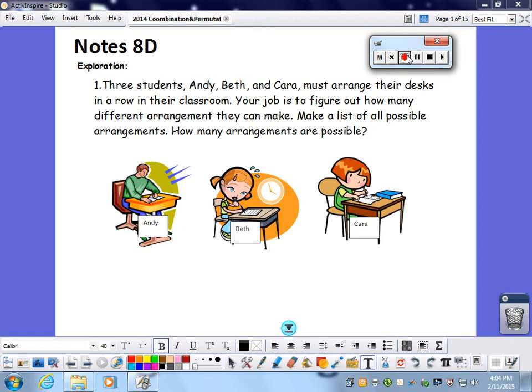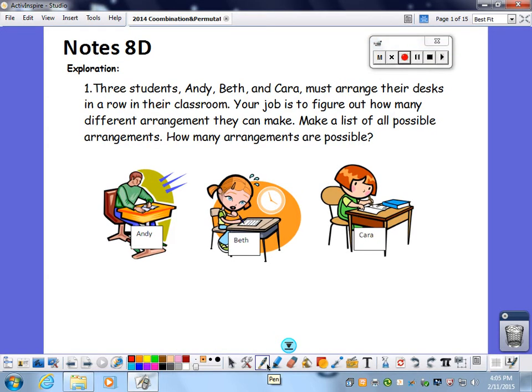We're going to make a list of all possible arrangements and then count how many arrangements are possible. So take a moment and figure out how many different ways we can arrange Andy, Beth, and Kara. And we're going to list them as we go. Okay, so the order they're in now, I'm going to say A, B, and C. So A, B, C is one order.